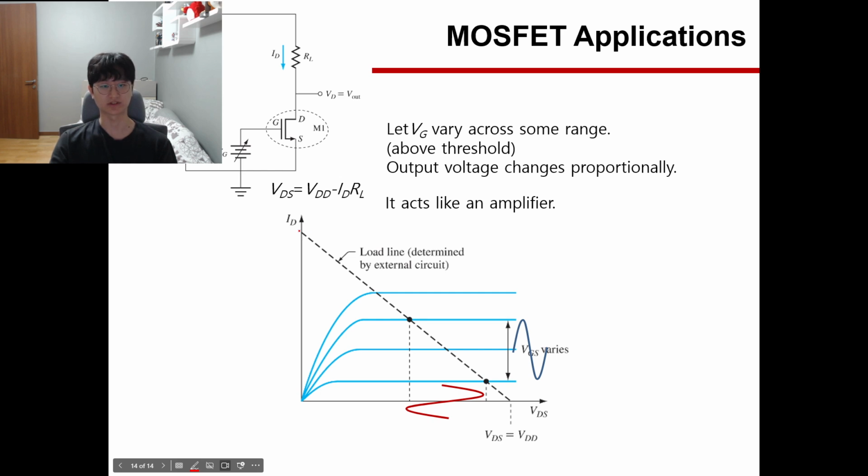And this is the second characteristic of a MOSFET. We apply the input bias, and the output bias will be larger or smaller. So we can see it acts like an amplifier.